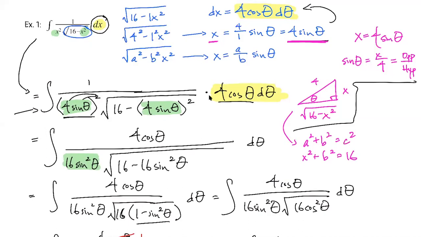All right, so let's go ahead and try example number 2. The setup is going to be very, very similar to example number 1. And again, we'll talk through how we know that they're similar and how we know to choose the sine substitution.